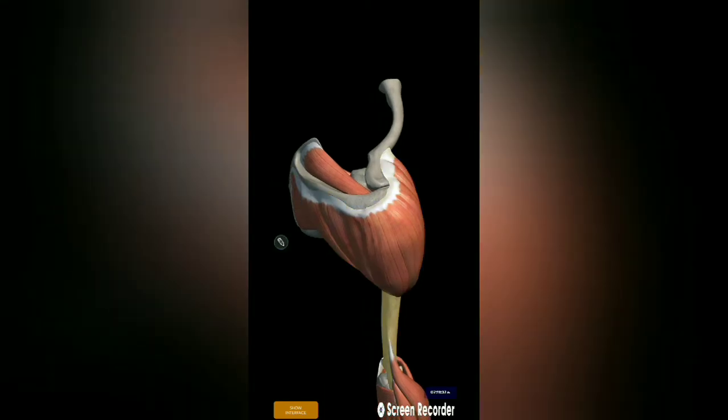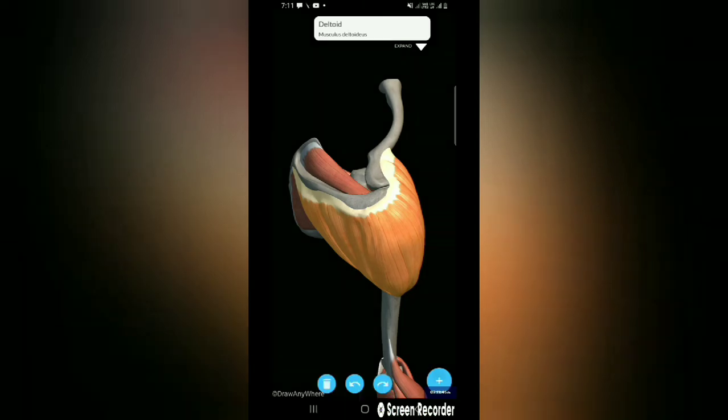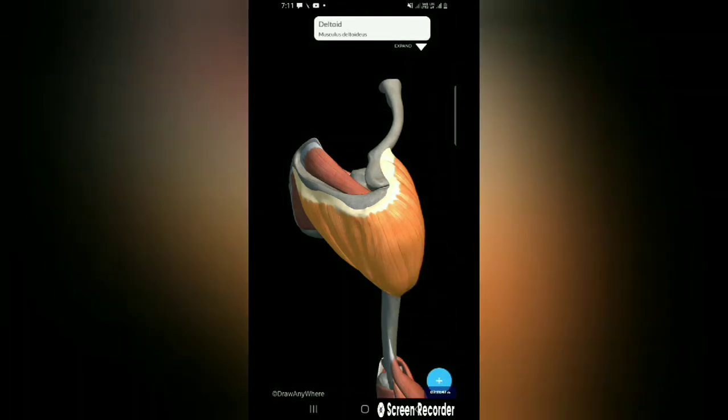Let me again mark the different heads of the deltoid muscle. This one is the first head, this one is the second head, which arises from the lateral border of the acromion process, and the third one is this head, which arises from the lower lip of the spinous process of the scapula. The first head arises from the lateral two-third part of the clavicle.